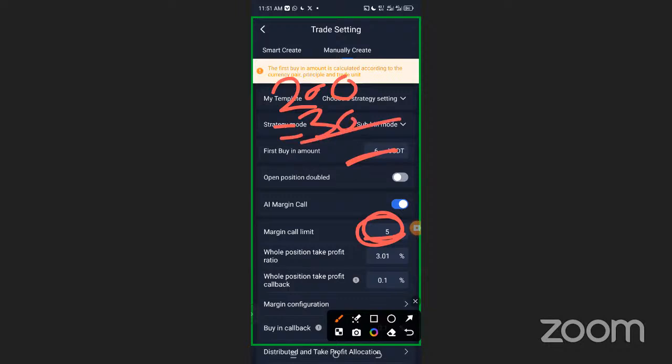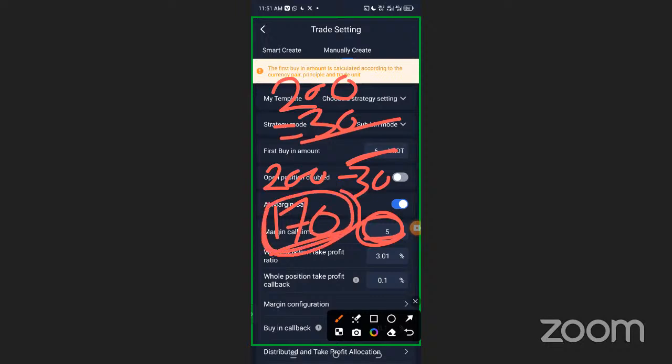Remember, we had $200 and the $30 already went in the market. What is the remaining balance? The remaining balance is 200 minus $30, which is $170. So it is this $170 which has remained on our digital bank of Binance that we shall use to open up margin calls for this coin.